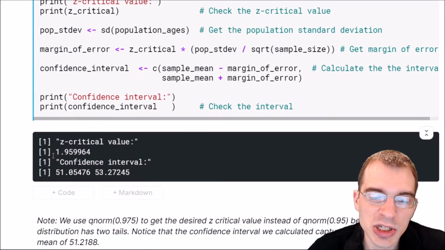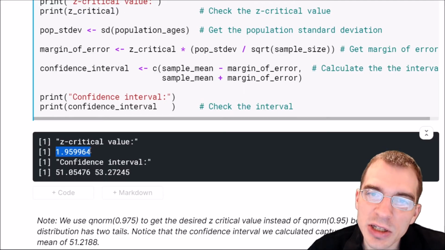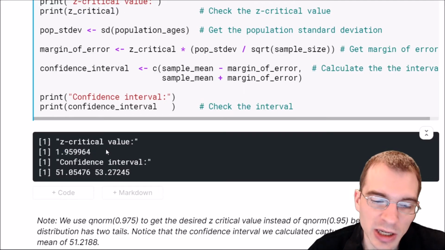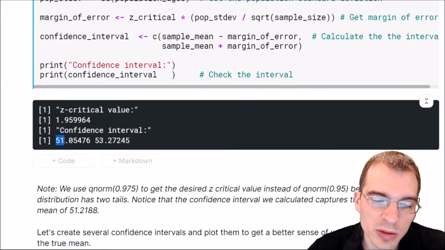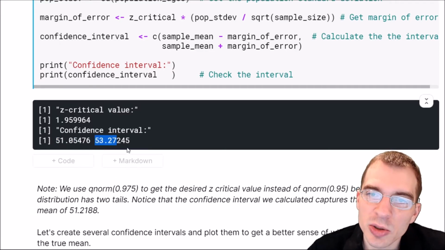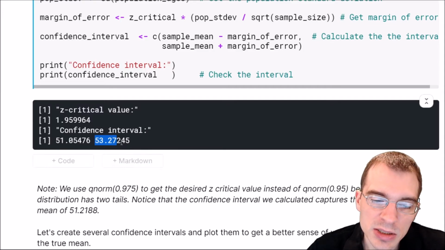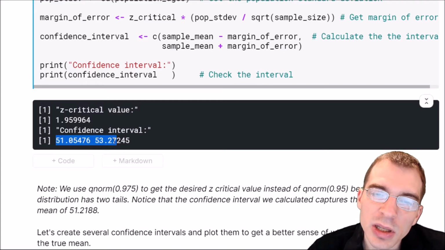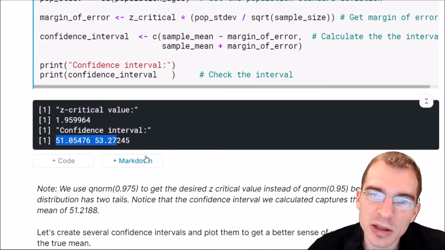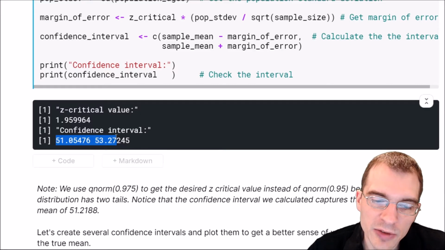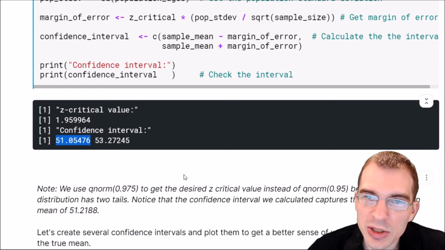So you can see our z-critical value for the 95% confidence interval was very close to 2, but not exactly. It's a little bit less. And our confidence interval was 51.05 years to 53.27 years. So based on our sample, this is the range we'd expect the true population mean to fall within. If we remember earlier from the beginning of the lesson, I believe the actual average age was just over 51. So it looks like this confidence interval does capture that true population average.